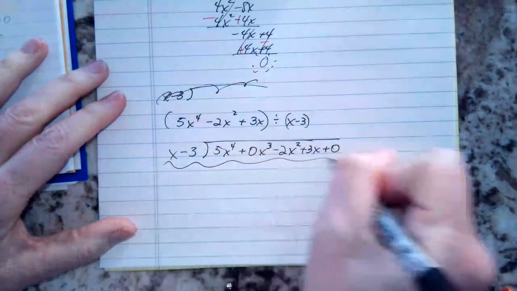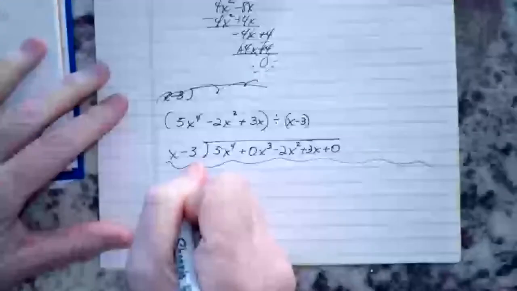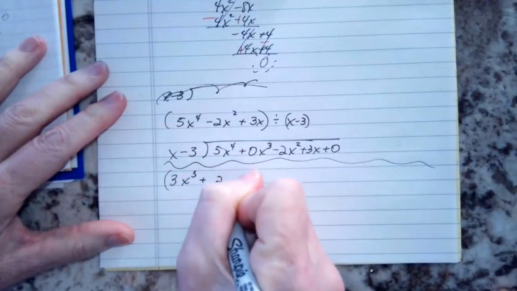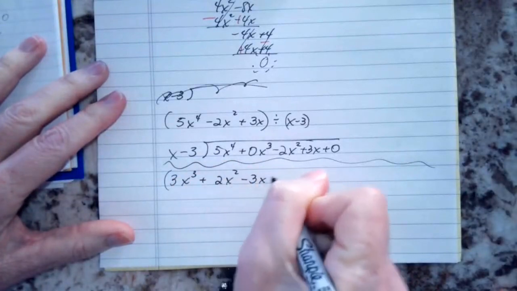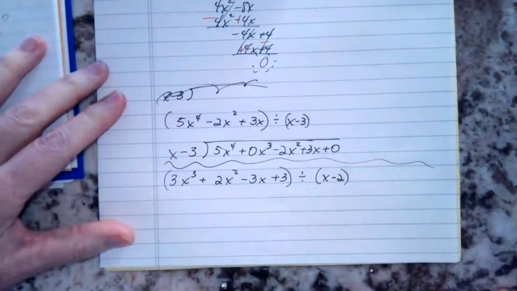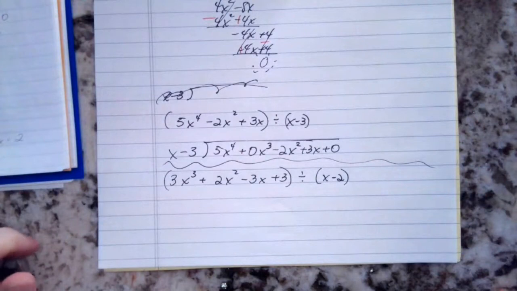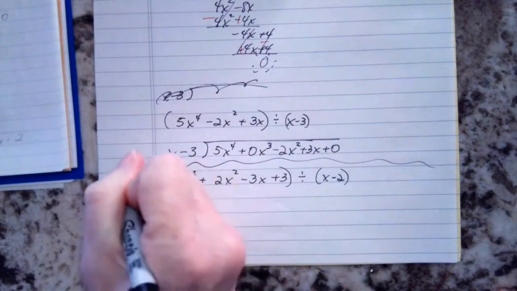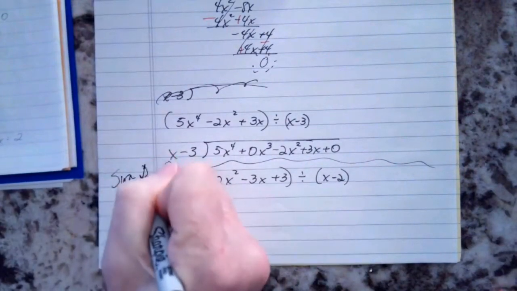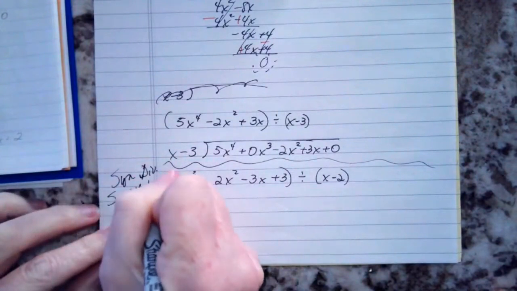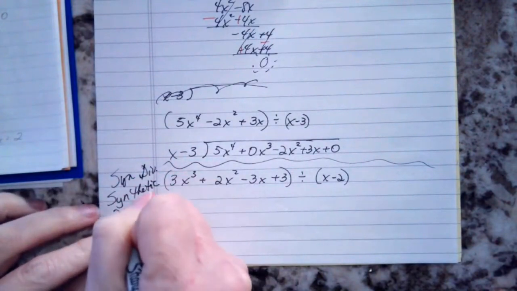I'll do those in a minute. Let me introduce you to synthetic division first. Let's say that you have 3x to the third power plus 2x squared minus 3x plus 3 divided by x minus 2. Let's start with that problem. I want to go back up and show you how easy the other ones are compared to long division. But first, I want to get you to see what synthetic division is. So it's synthetic division.